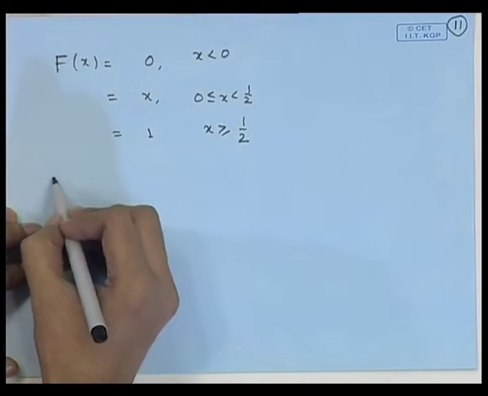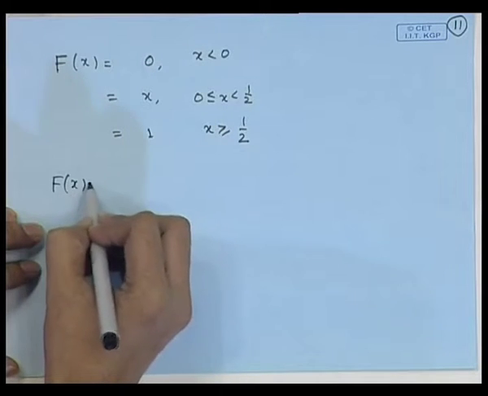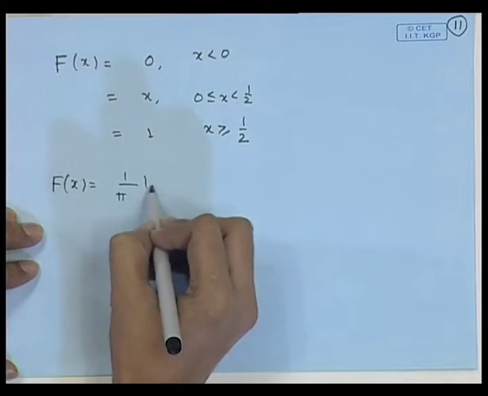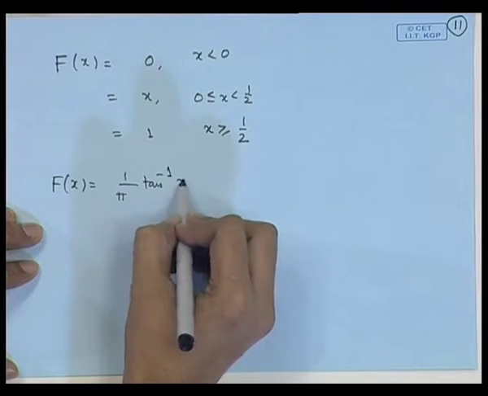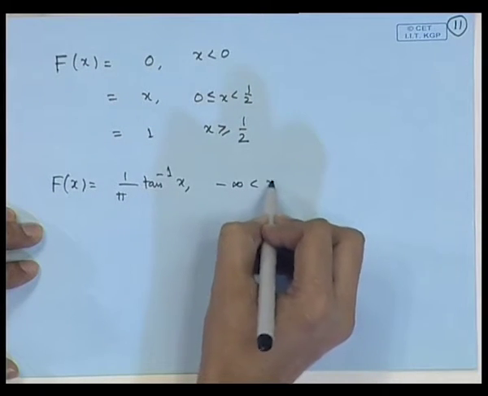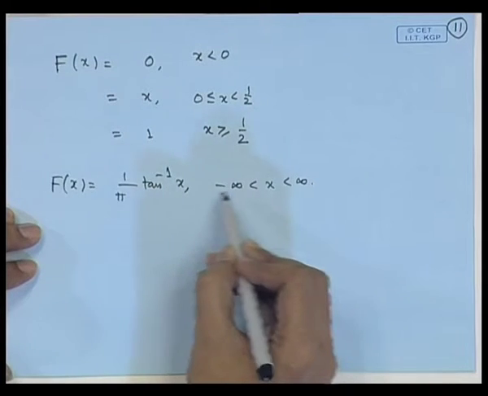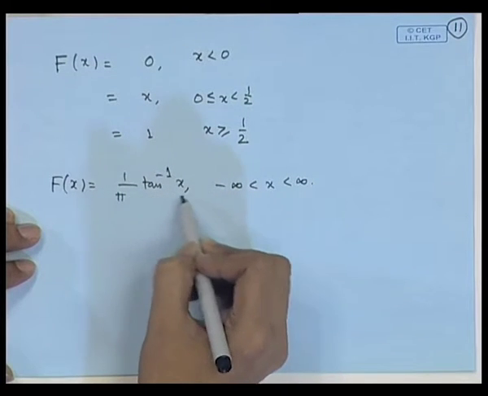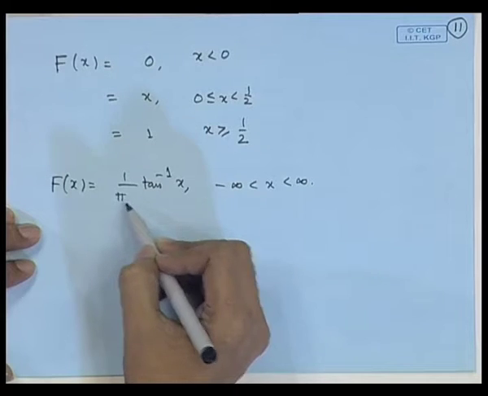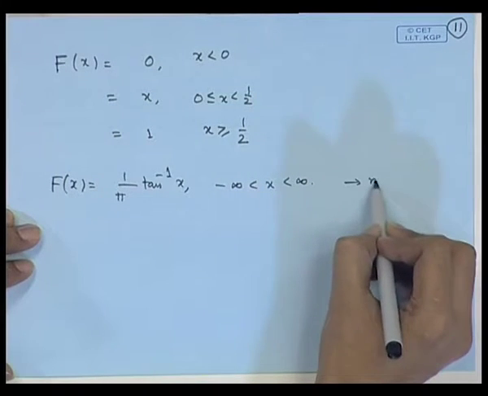If we consider say f(x) is equal to 1 by pi tan inverse x. If we take x tending to minus infinity, this goes to minus pi by 2. So, this is not tending to 0. So, it is not a CDF.